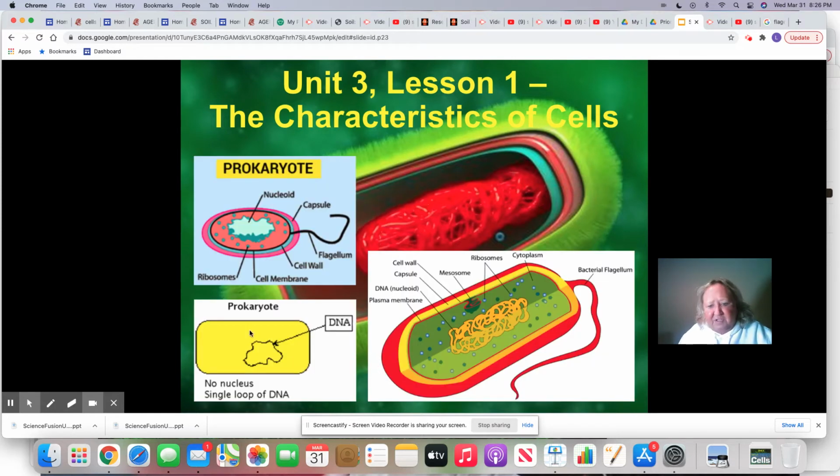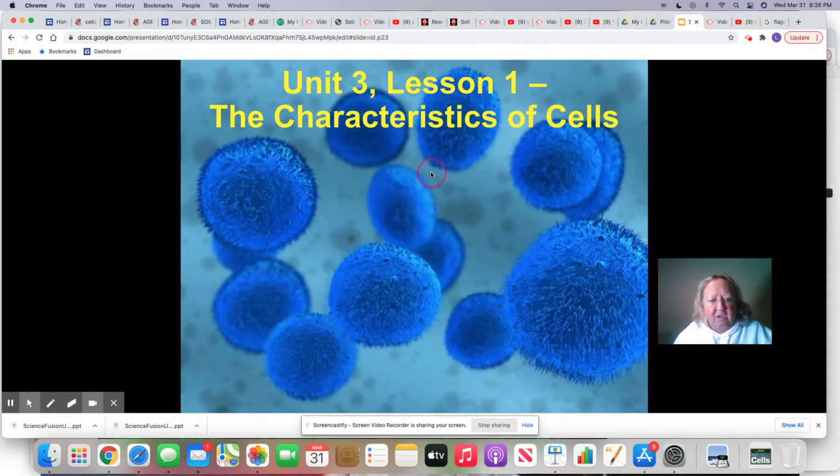All right, here are different pictures. We'll look at this one the most. We'll get into all of that later in this nine weeks, but for now, all you need to know is there is no nucleus in a prokaryote.